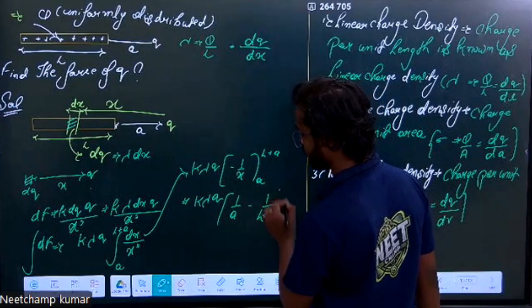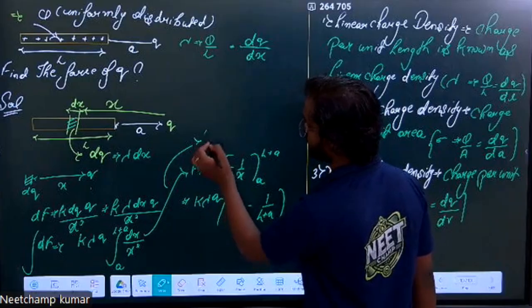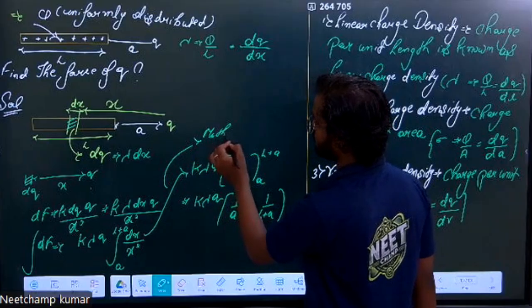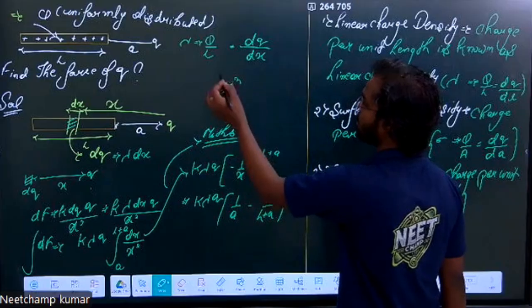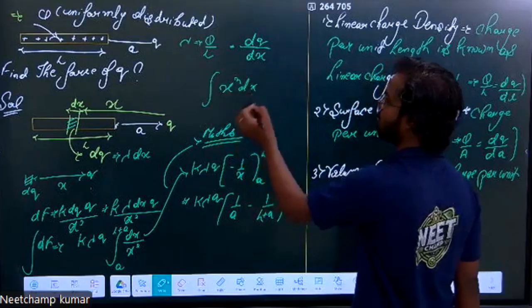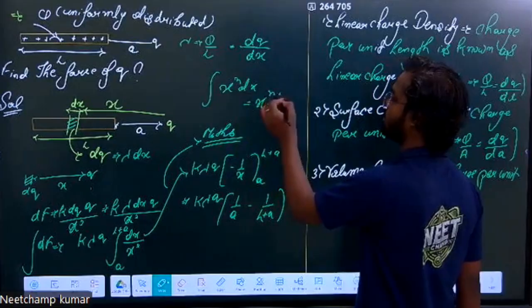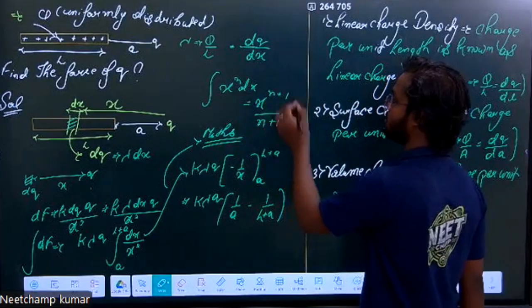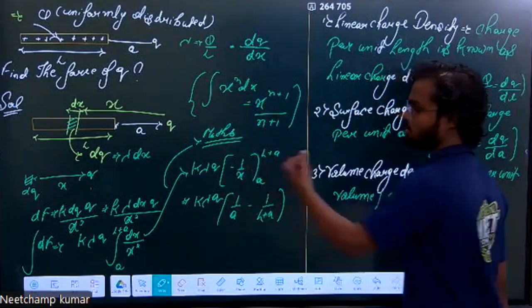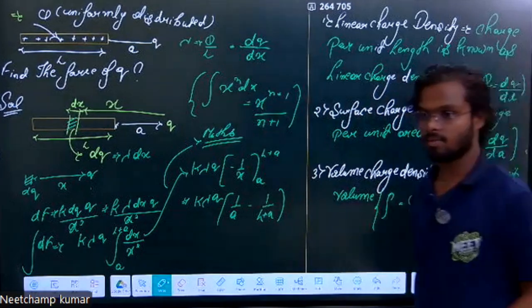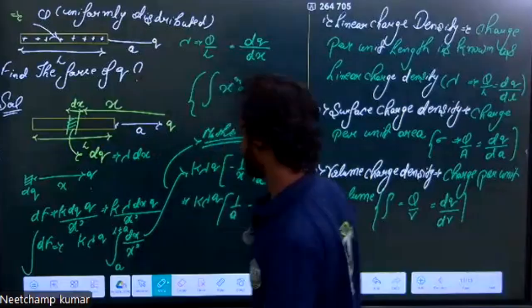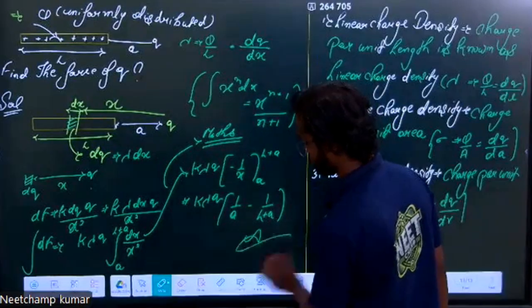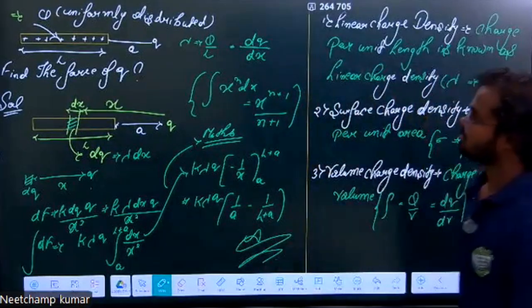Now you just put the limit, what you will get: k lambda q times 1 upon a minus 1 upon l plus a. Now from here to here, this is math, this is not physics. You have to refer to this formula: integration of x to the power n dx is equal to x to the power n plus 1 upon n plus 1. You should know this formula, and we have to put the upper limit minus lower limit, that I have done. So this is what you will get as the final answer. Okay, clear?